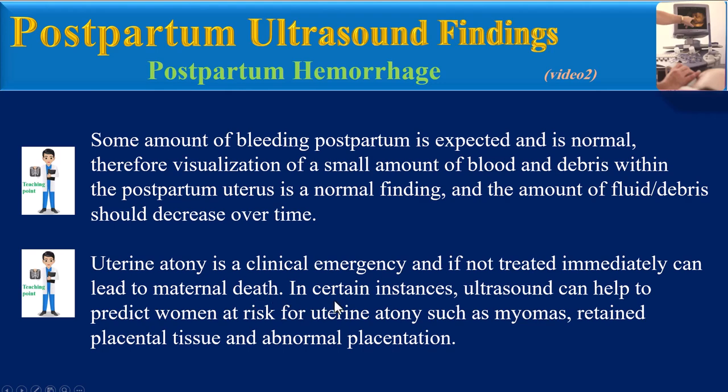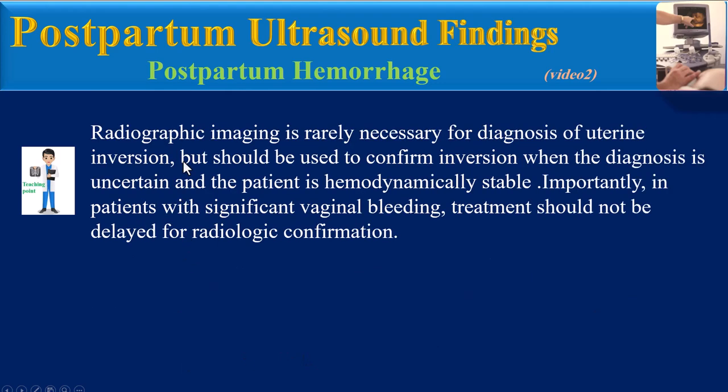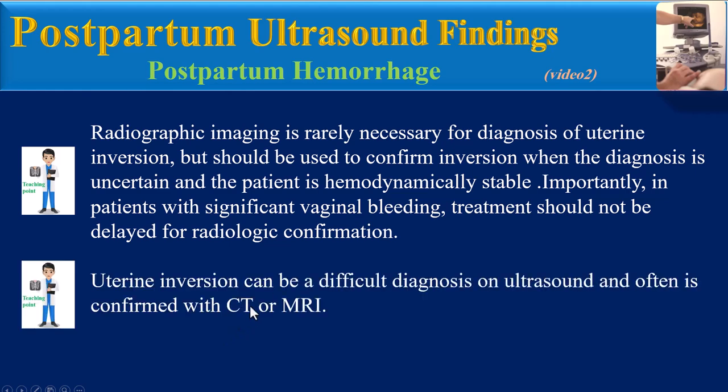In certain instances, ultrasound can help to predict women at risk for uterine atony, such as myomas, retained placental tissue, and abnormal placentation. Radiographic imaging is rarely necessary for diagnosis of uterine inversion, but should be used to confirm inversion when the diagnosis is uncertain and the patient is hemodynamically stable. Importantly, in patients with significant vaginal bleeding, treatment should not be delayed for radiologic confirmation. Uterine inversion can be a difficult diagnosis on ultrasound and often is confirmed with CT or MRI.